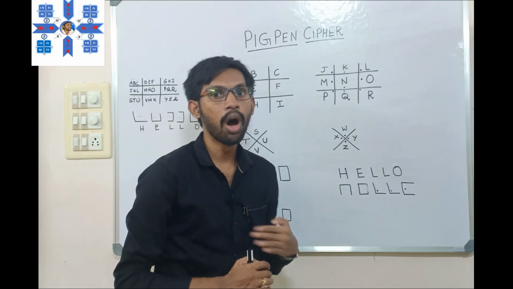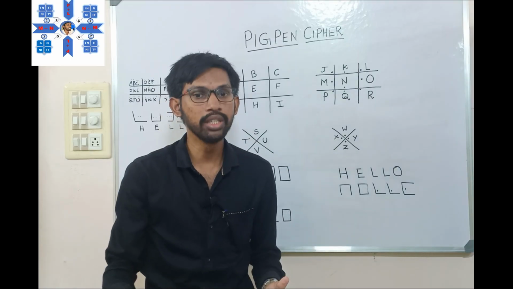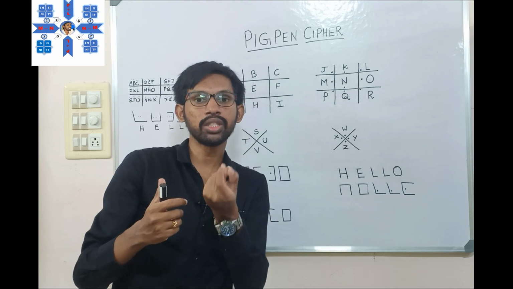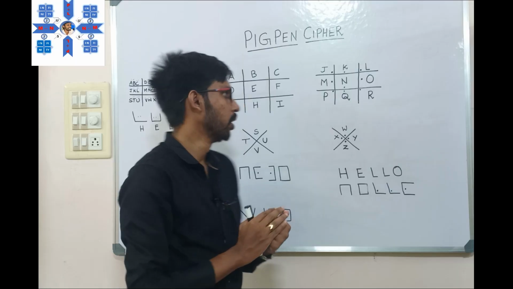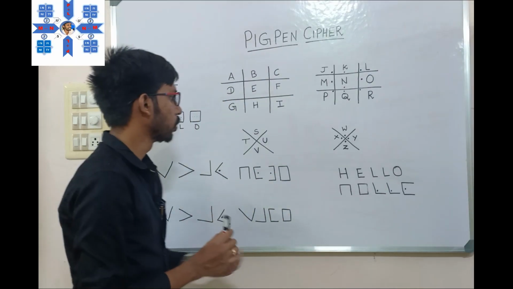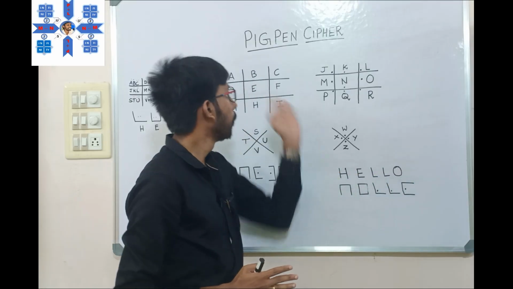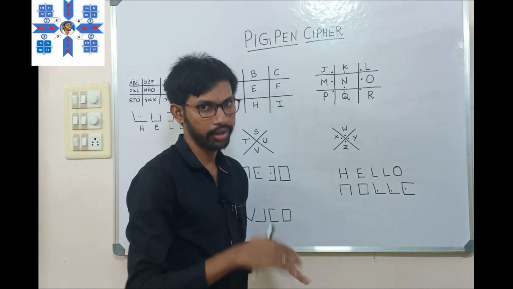Right, so how do we convert plain text into cipher text? It is so easy. For each alphabet, you look at its position and you draw only the cell representation as a geometric structure. I have a simple example: the word hello. I have to use the pig-pen cipher method to convert this plain text into cipher text.